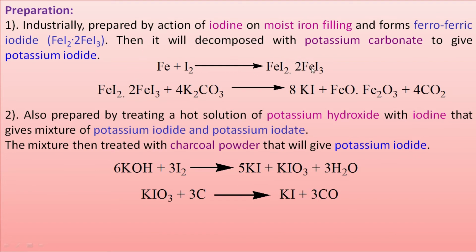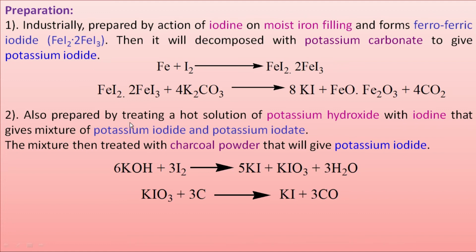Then this ferroferric iodide will decompose with potassium carbonate, so that potassium iodide will be formed. The reaction is: Fe reacts with I2 to give FeI2, 2FeI3, that is ferroferric iodide. This ferroferric iodide will be treated with 4 moles of potassium carbonate, so that 8 moles of potassium iodide will be formed with the liberation of ferroferric oxide, that is FeO, Fe2O3, and 4 moles of carbon dioxide.